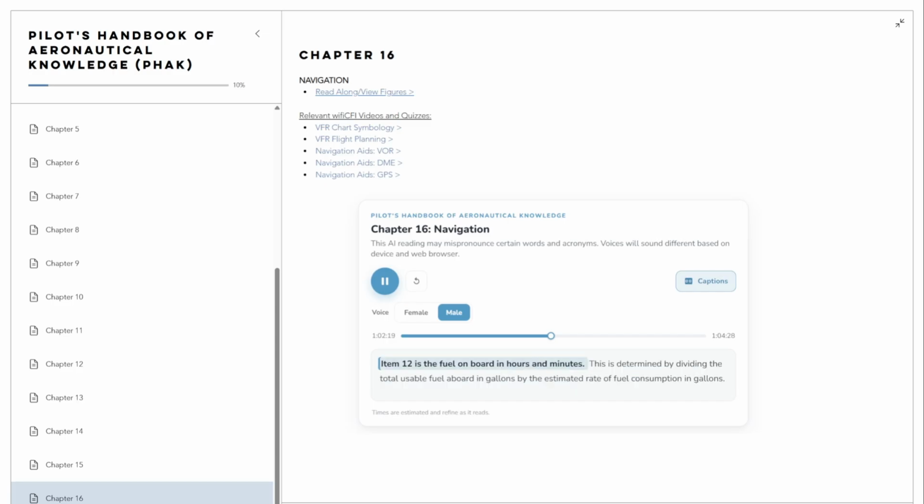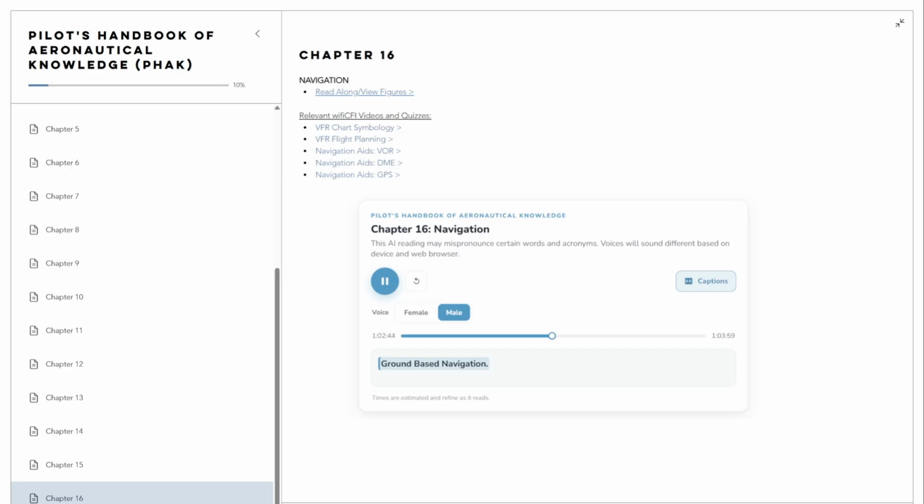Item 12 is the fuel on board in hours and minutes. This is determined by dividing the total usable fuel aboard in gallons by the estimated rate of fuel consumption in gallons. Remember, there is every advantage in filing a flight plan, but do not forget to close the flight plan upon arrival. This should be done via telephone to avoid radio congestion.